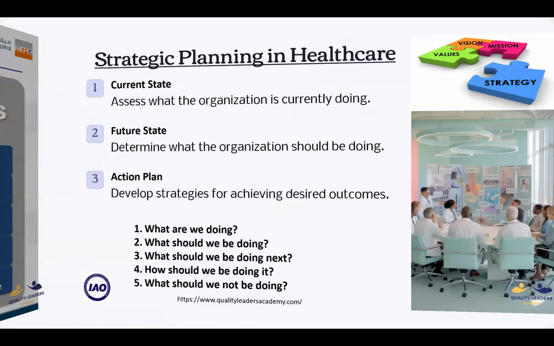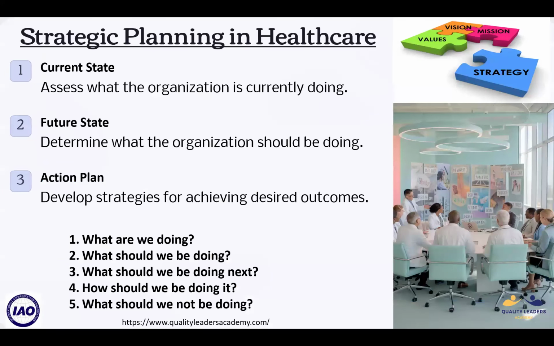Okay, now coming to strategic planning in healthcare. So it gives us three strategic questions: what's the current state, what's the future state, and what is the action plan. Current state assesses what the organization is currently doing. Future state is concerned with what the organization should be doing. Action plan is to develop strategies for achieving those desired outcomes.